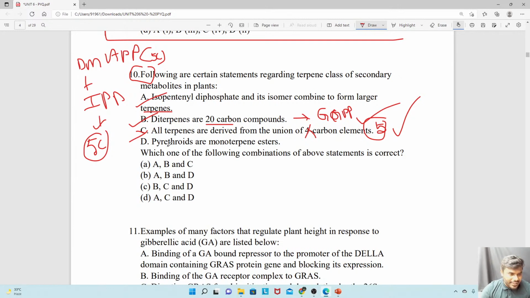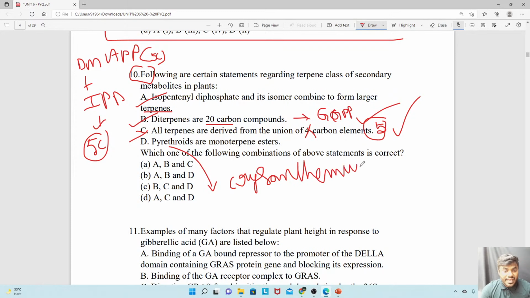We discussed very clearly pyrethroids, which act against the insect. Which plant is it present in? It is present in the chrysanthemum. I have given the example of chrysanthemum and I have explained. So pyrethroids are monoterpene. So friends, D is right. Hence option A is correct, B is correct, D is also correct. Hence the correct answer will be option B. That's good, amazing.